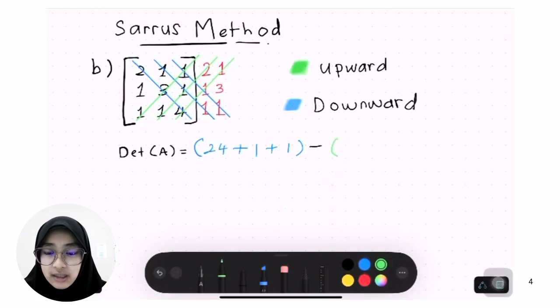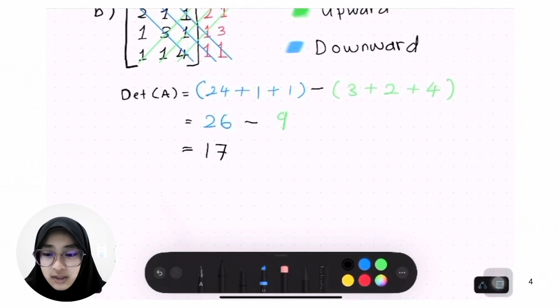Now we subtract the upward. 1 multiply 3 multiply 1 equals 3, plus 1 multiply 1 multiply 2 equals 2, plus 4 multiply 1 multiply 1 equals 4. So for the downward we get 26, and for the upward we get 9, and for the total we get 17. So our determinant of A should be 17.